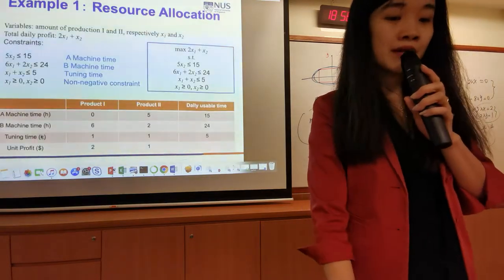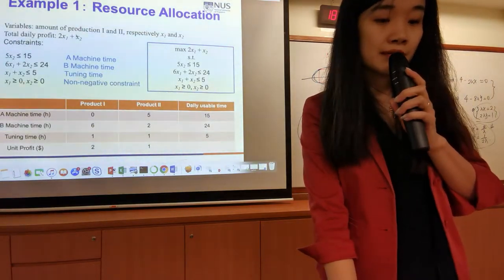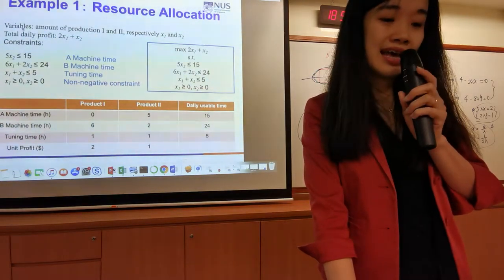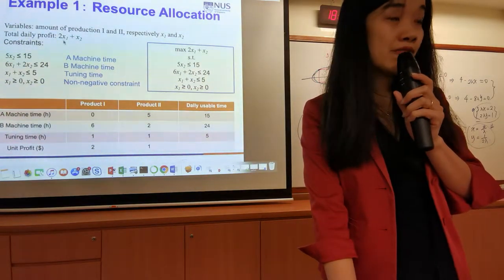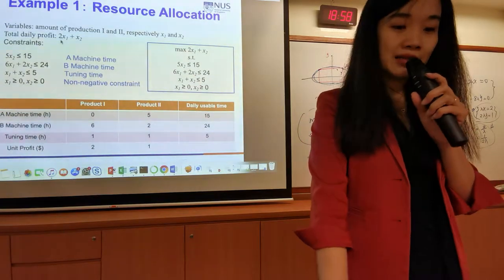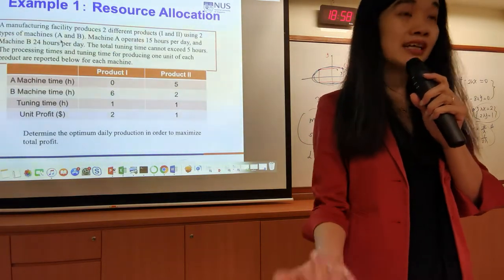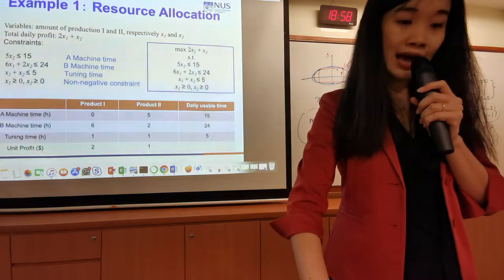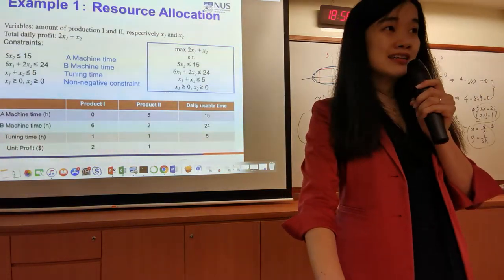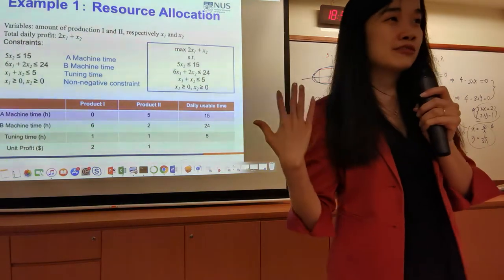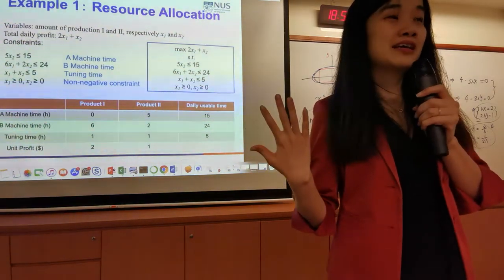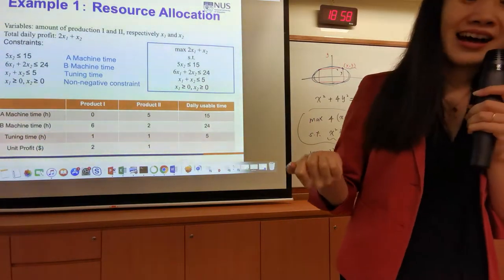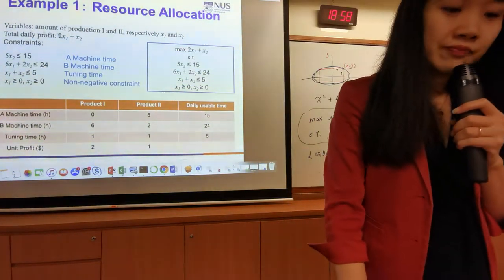So if you look at the problem, you define your daily production x1 and x2 first, and then the total daily profit can be directly multiplied by the unit profit given here. So it's 2x1 plus x2. It's clearly stated here. If you do some real world problem, you need to find those parameters yourself, but then you will be able to write down the formulation.